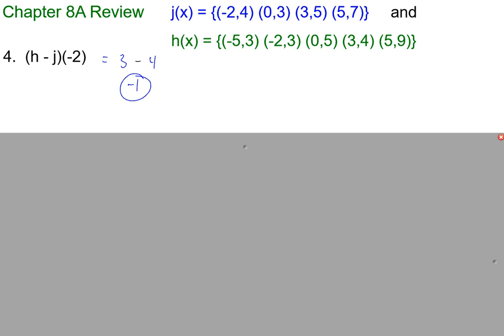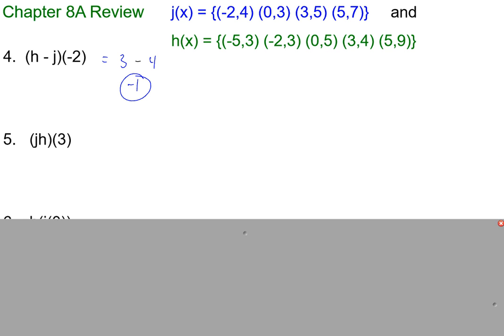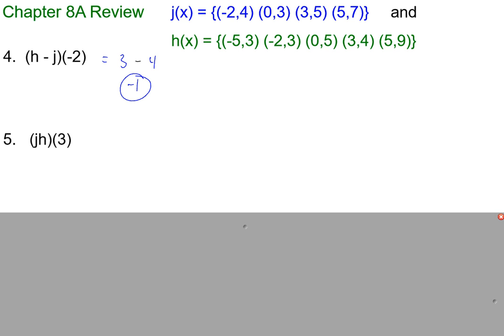See, in this situation, we're looking for a specific output. We want the output for an input of negative 2 in the h minus the input of negative 2 for the j. We want that output. And that's what we're looking for. So in this case, it's simply negative 1. All right, so take that knowledge and do number 5.